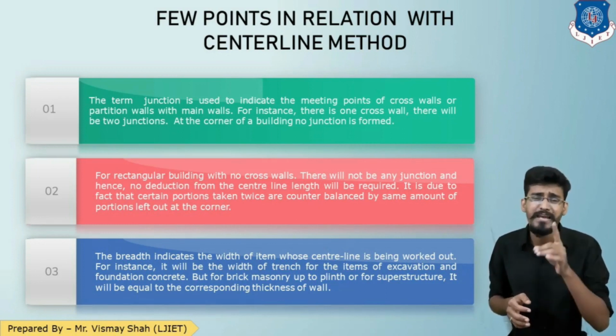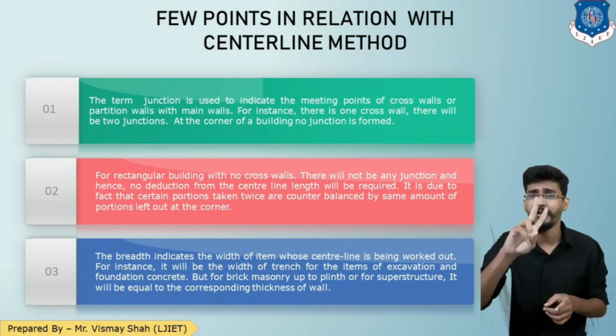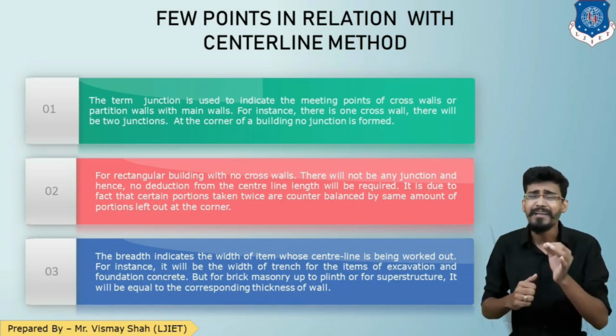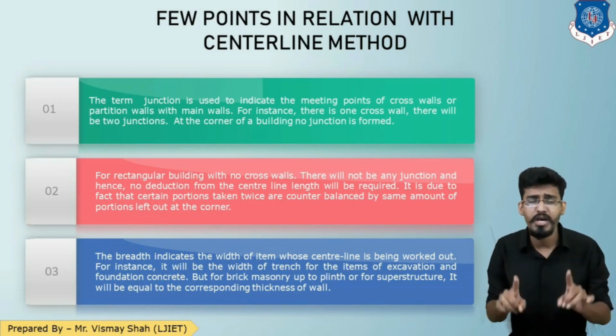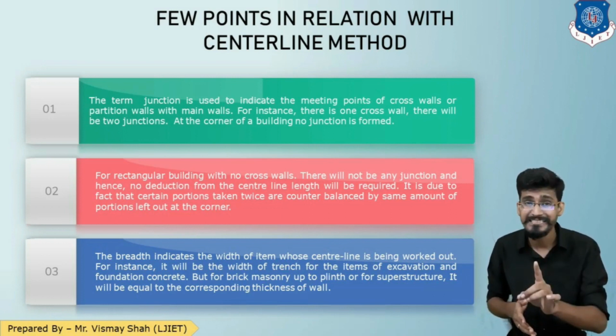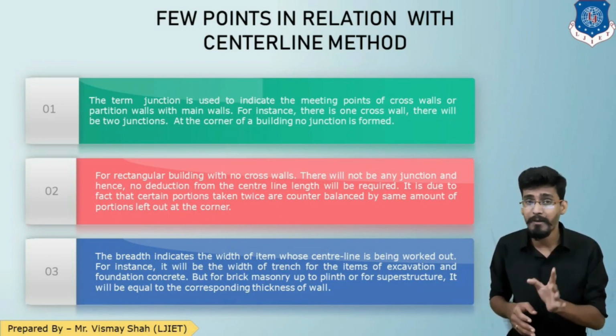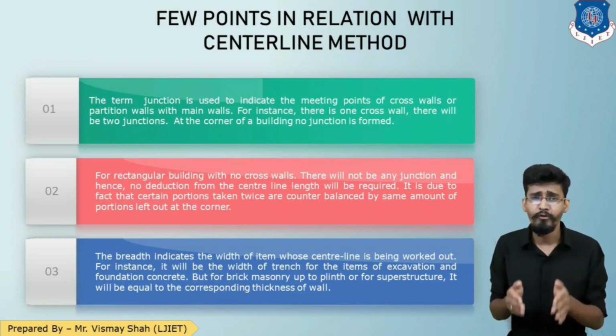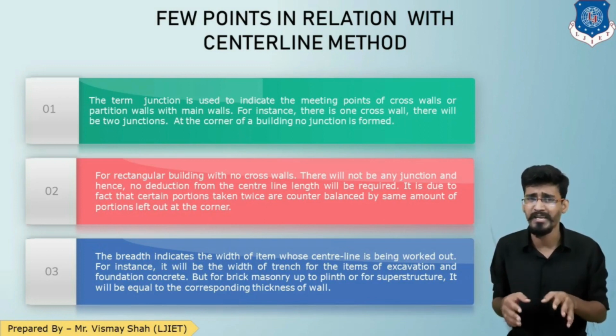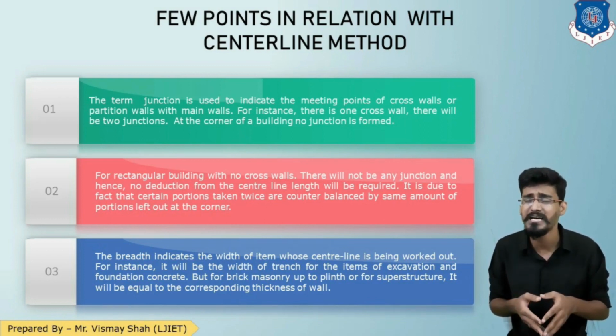For example, if there is one cross wall, there will be two junctions. At a corner, there is no junction formed. Again, a point to be remembered: at a corner there is no formation of a junction. So the four corners of the building you do not have to consider as junctions.